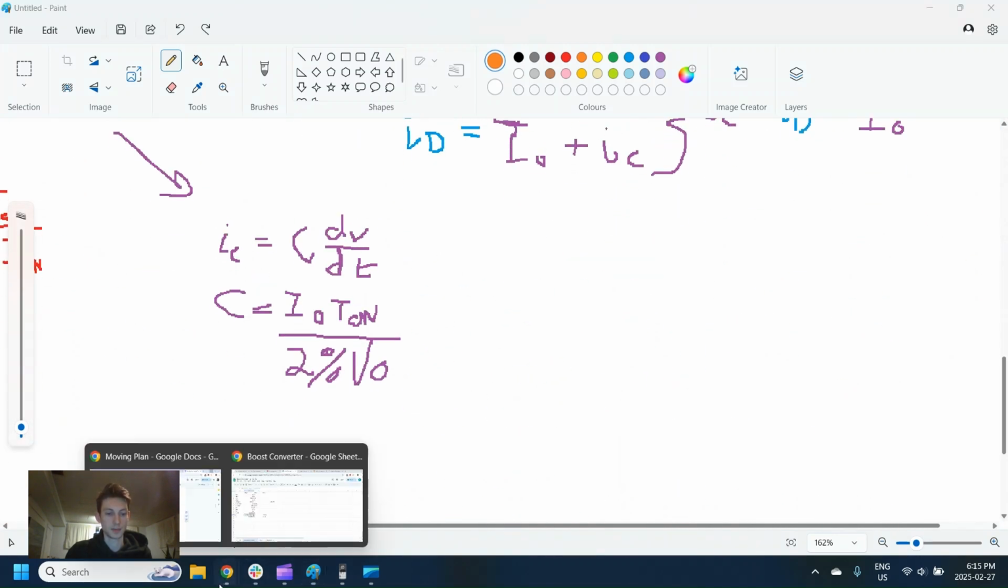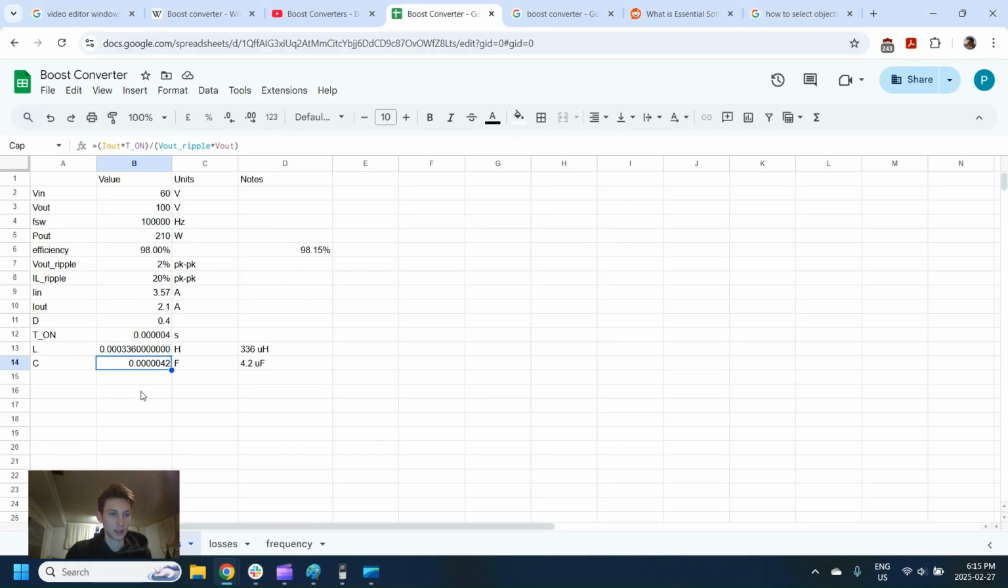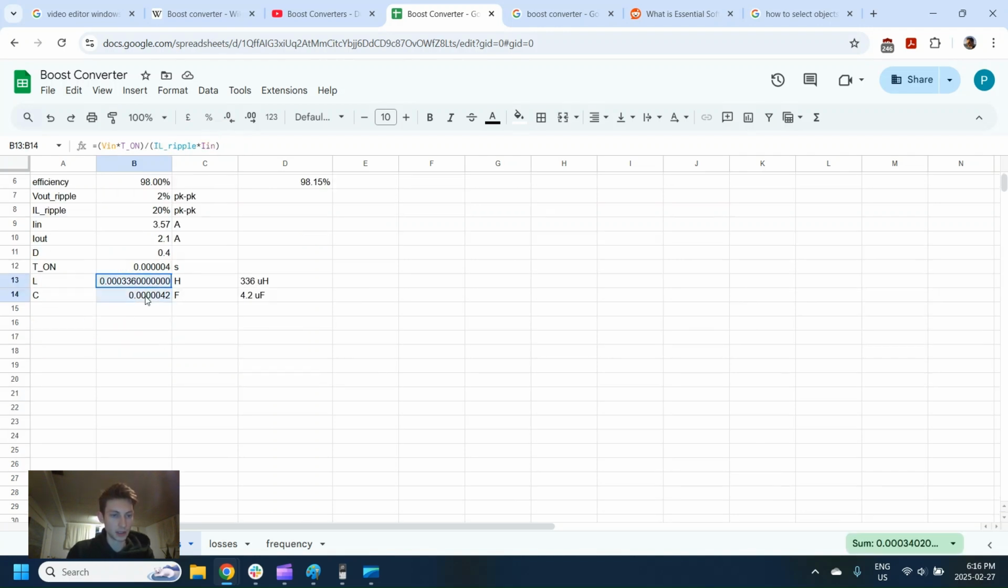So again, we can go to our spreadsheet and see that calculation here. I out is 2.1. Our T on is that 4 microseconds. Our output ripple is 2%, and our output voltage is 100. Because these numbers are a little bit weird, in the Excel sheet I've actually created a little formula that gives them their actual values. So you can see with the parameters that we've inputted here, we have 336 microhenries and 4.2 microfarads.